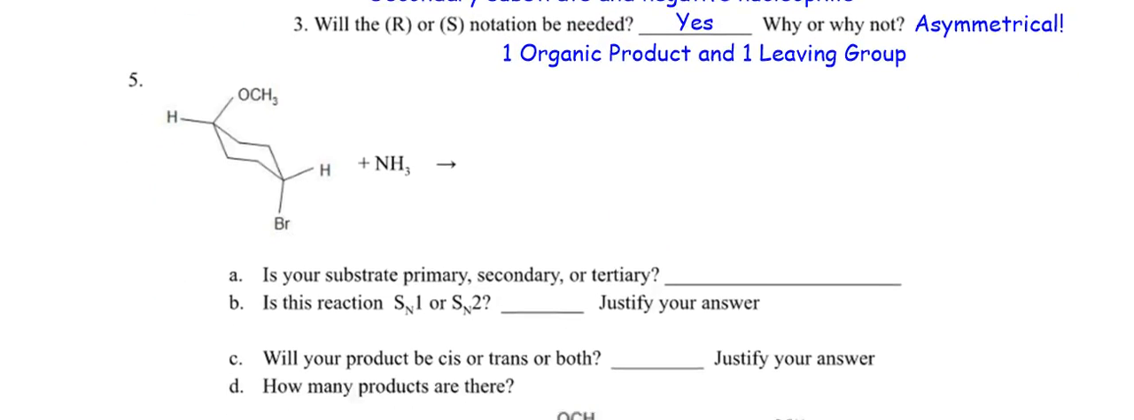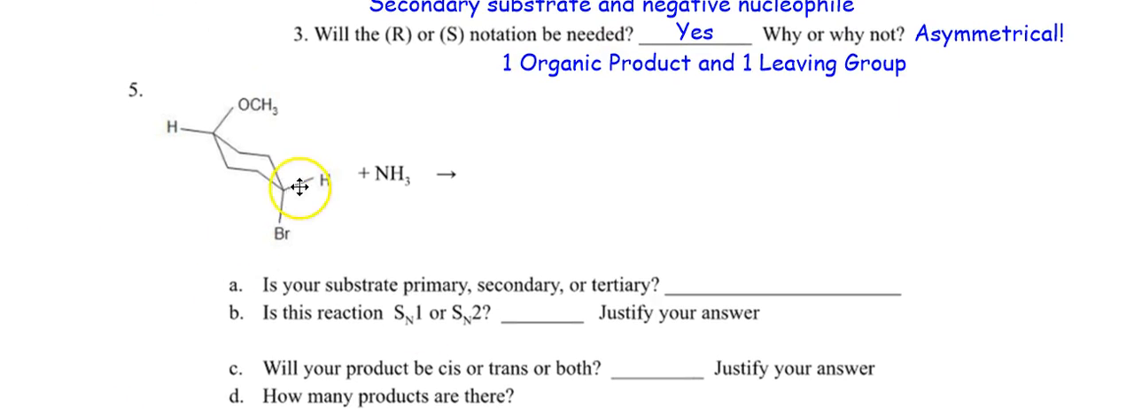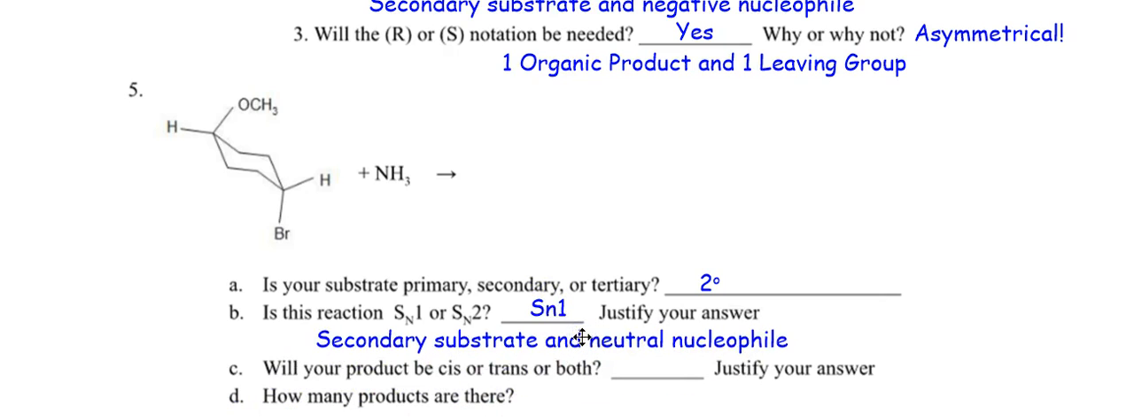All right. Here we go. So what about this carbon right here? I only have two carbons, so it is secondary. Is this SN1 or SN2? Well, it's going to be SN1. Why? Because I have a secondary substrate and a neutral nucleophile. So will your product be cis or trans or both? And your answer is both. Once again, I'll say it again.